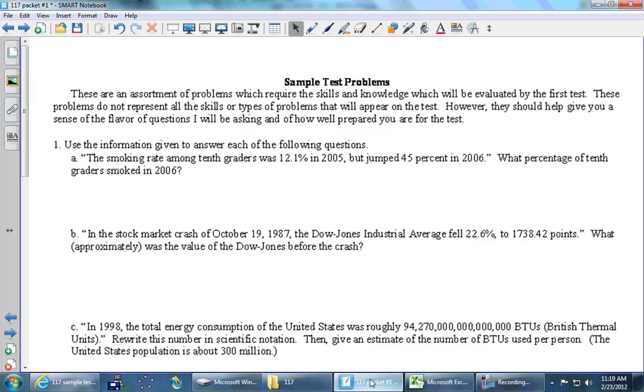So I'll put flags on the table. Just raise them if your table gets stuck. There is an answer key at the back of the sample test problems. And let's see how far we can get.